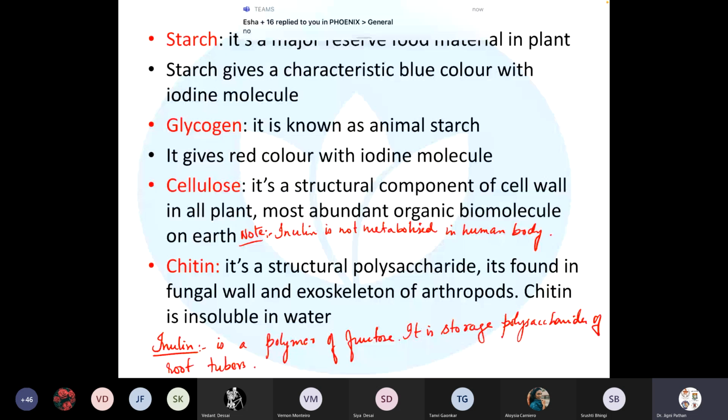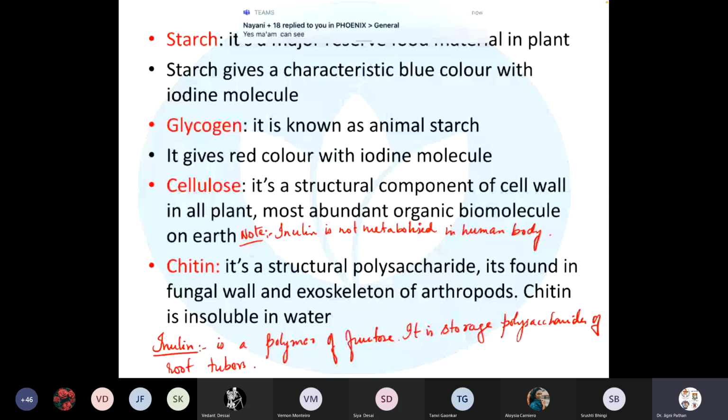Okay, please write down. Inulin is a polymer of fructose. It is a storage polysaccharide of roots and tubers. And inulin is not metabolized in human body. Come on, write down. Do let me know once you're done. Done. Okay, good. Next.